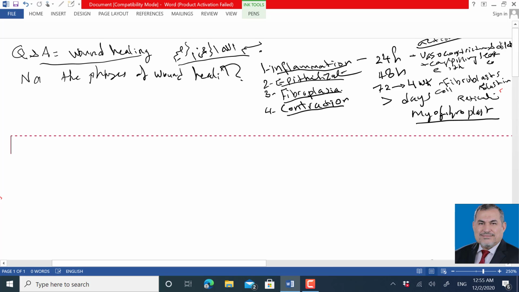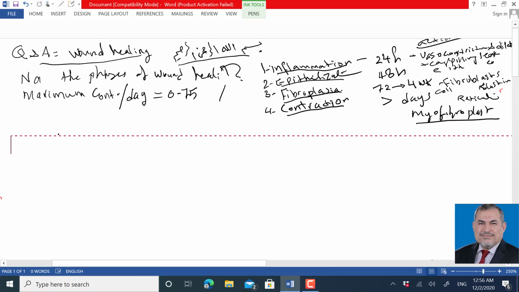What is the maximum contraction of the wound per day in millimeters? It's 0.75 millimeter per day. Okay.